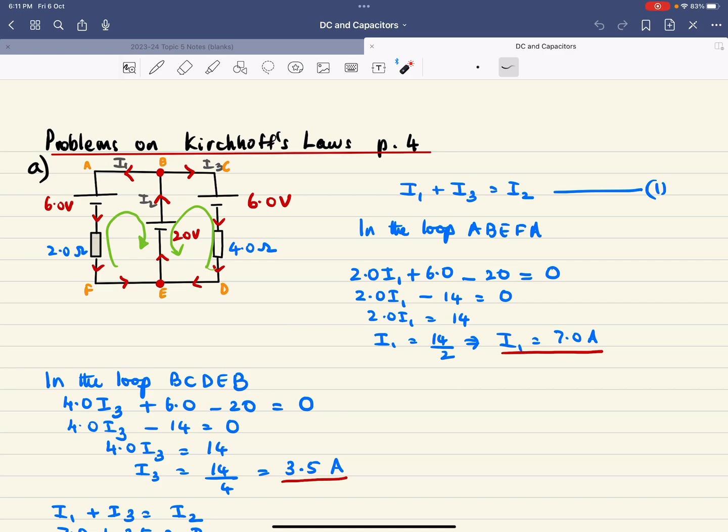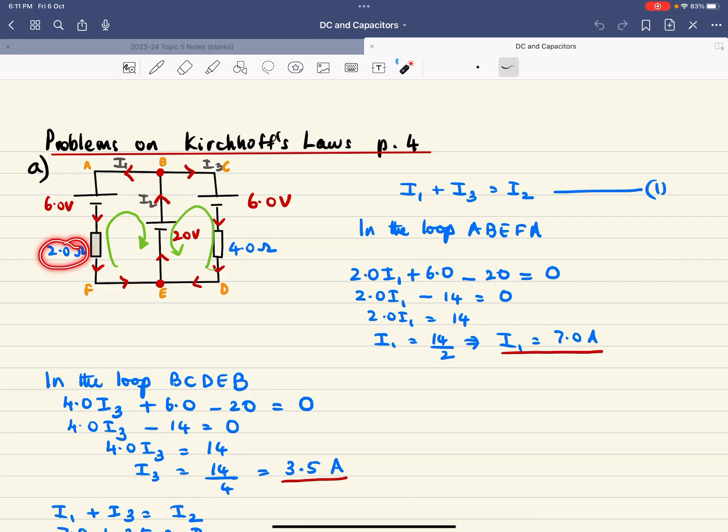Now, looking at the loops, I've just labeled them, given some letters to them. Looking at the loop A, B, E, F, A, if I decide to go in the clockwise direction, so if I go from here to here, it's going against the current, so charges have more energy before entering rather than after leaving.